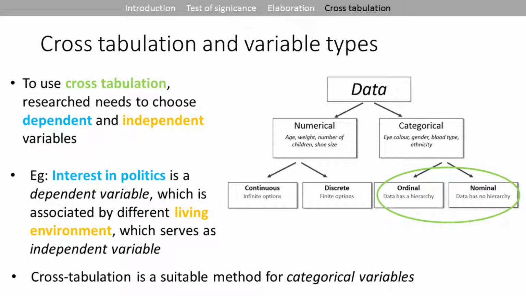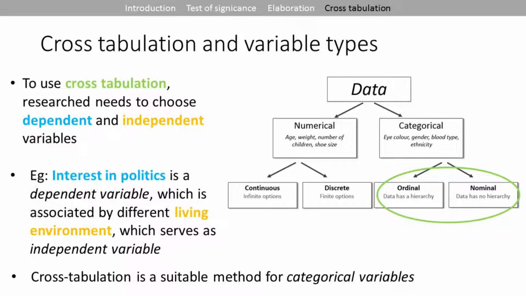Okay, here is the important part. Like I said previously, there are types of variables which we can use in different kinds of methods. So here in cross tabulation, you need to choose the dependent and independent variable as categorical variable types, and ordinal and nominal variables are totally fine, both of them.